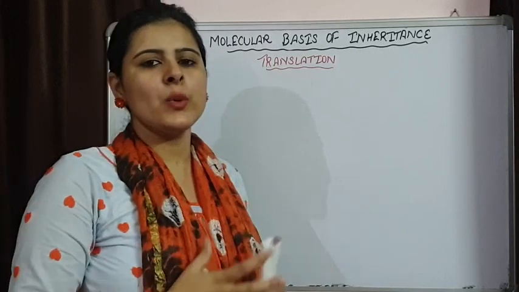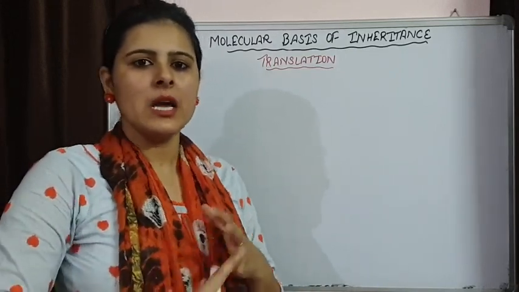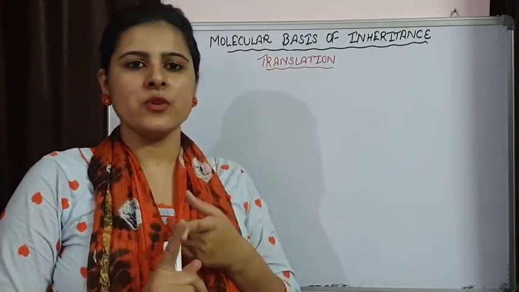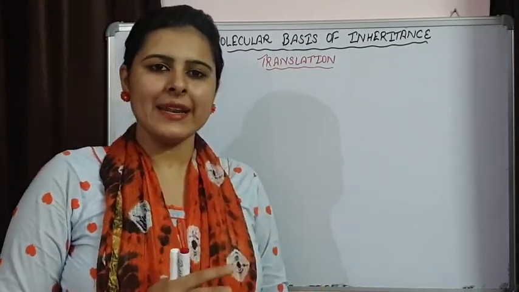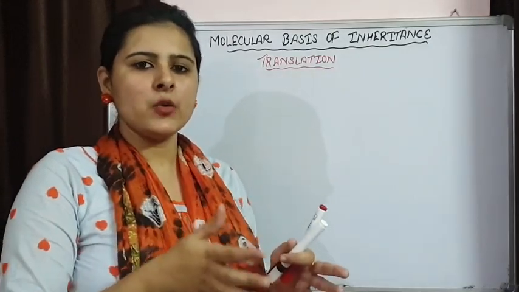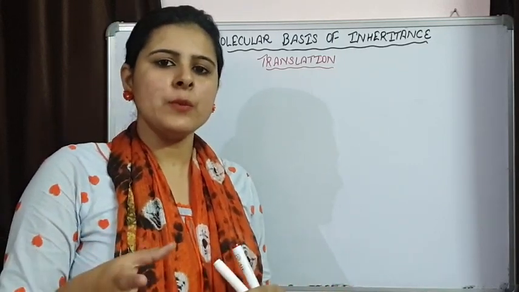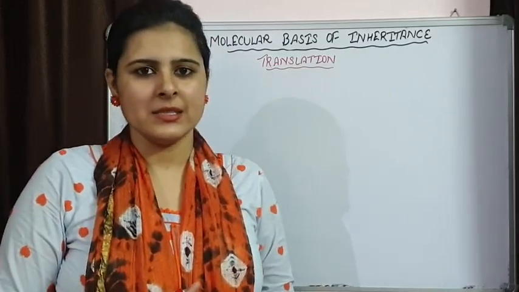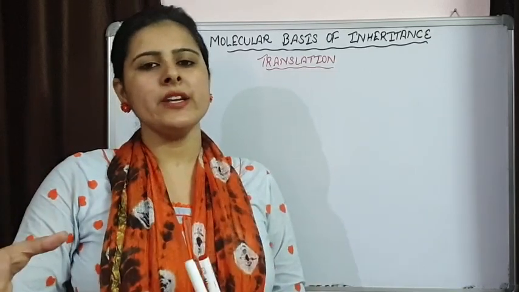If we take a quick revision, last time what did we talk about? We talked about how the process of translation is initiated. The first step of the process of translation is activation of amino acids. And how are these amino acids activated? These amino acids are going to bind with ATP. They are going to form an amino acid AMP complex with the help of an enzyme, that is amino acyl tRNA synthetase.